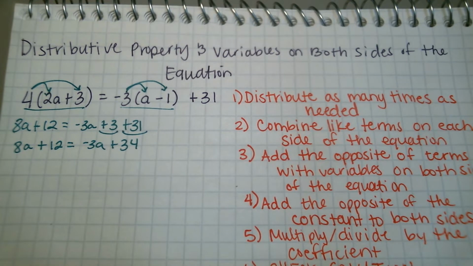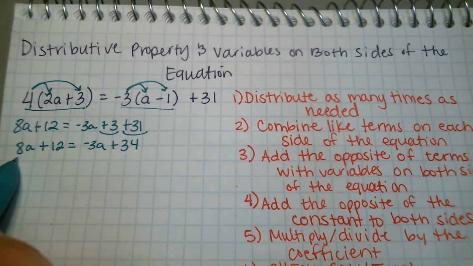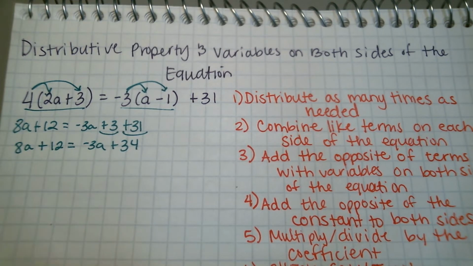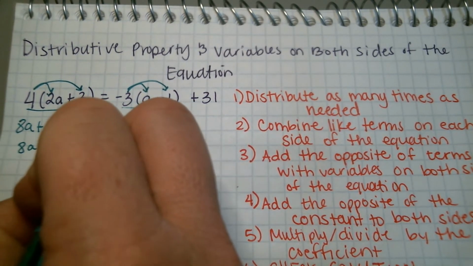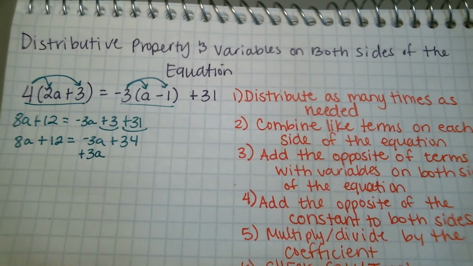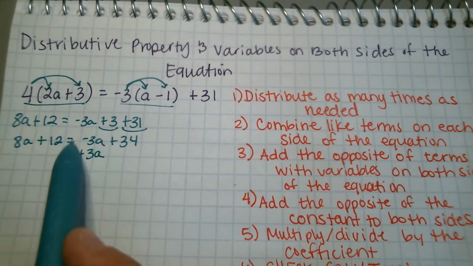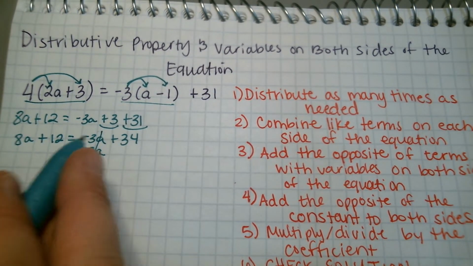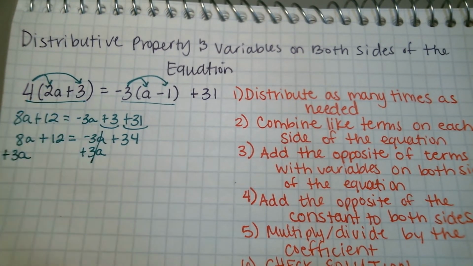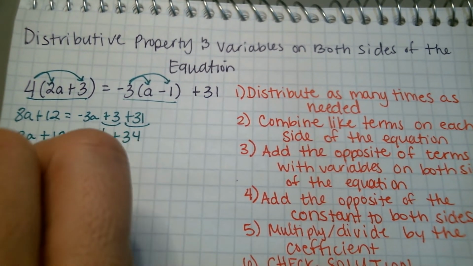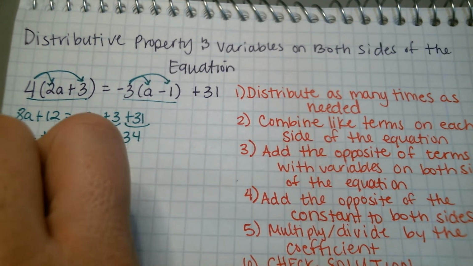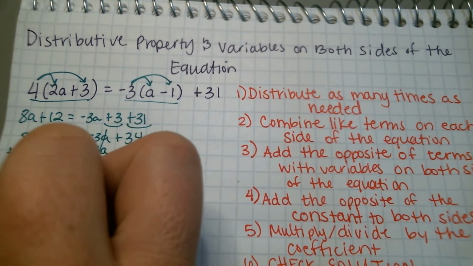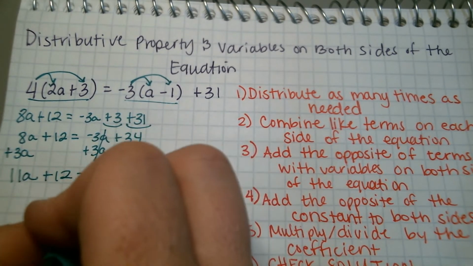And what I like to do is, okay, I look at the left, I've got 8a, and if I look at the right, I've got negative 3a. I want to cancel out this negative 3a. And the way I do that is by adding the opposite of negative 3a. And that will give me negative 3a plus 3a is 0a's, which is really just 0. So that's why I use addition and subtraction in this case. Now I have to add the same amount to the left side, which is 3a. And then I'm going to combine these like terms. 8a plus 3a is 11a. And 11a plus 12 equals, now I'm just left with 34.